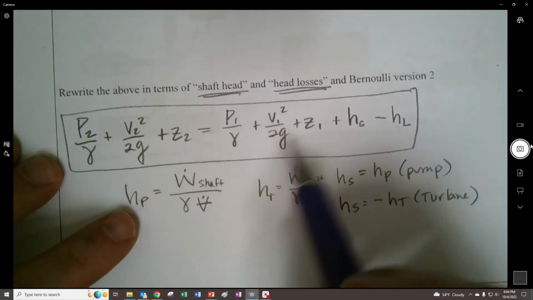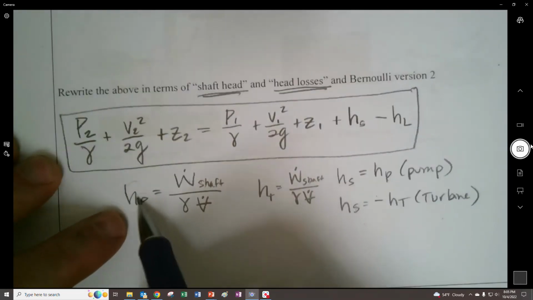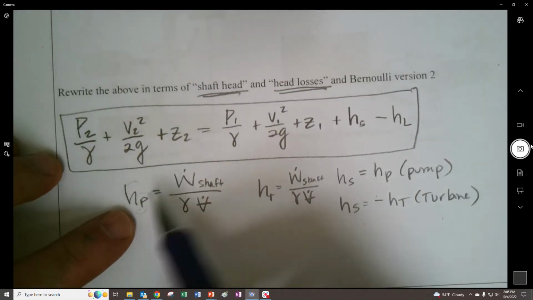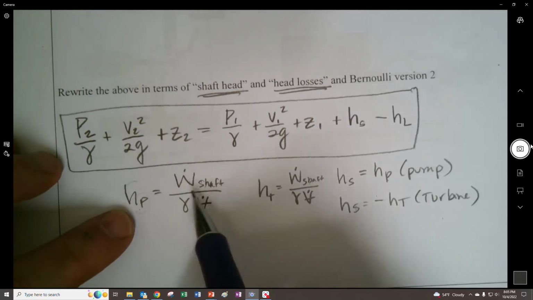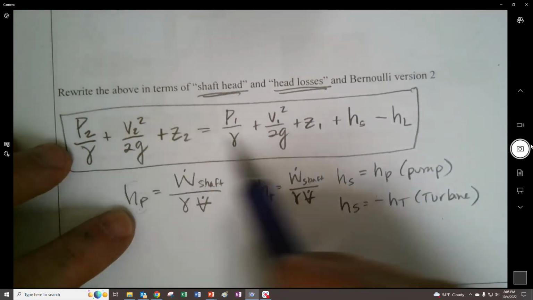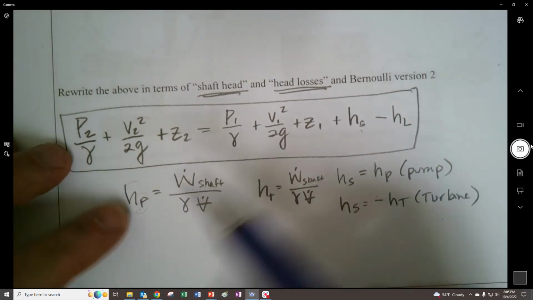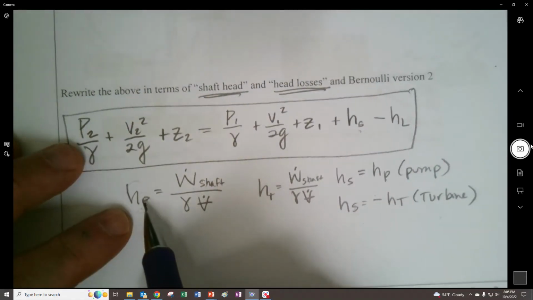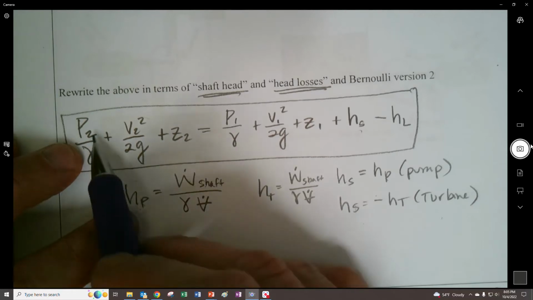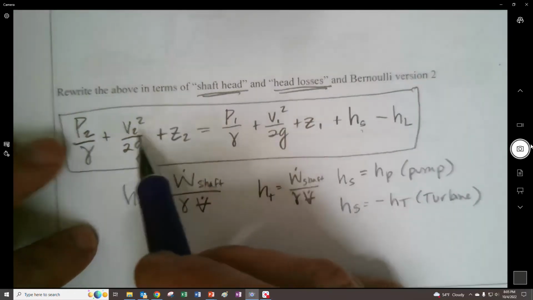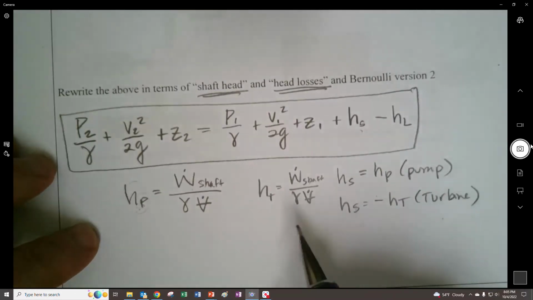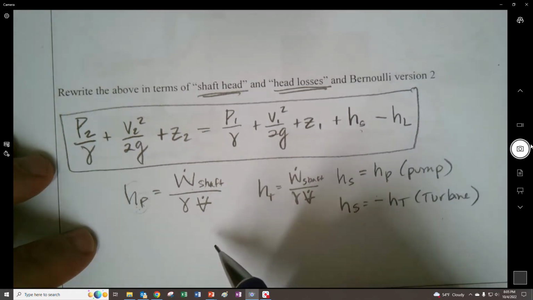Sometimes this is something we're going to put into here. Sometimes this is something we're going to find, right? Sometimes we're going to size how big of a pump we're going to need. We might solve for this, or sometimes we might want to find what the pressure is, so we might know this power that we got to put in, and we want to find what pressure or what velocity or something along those lines, right? So this is a very useful multi-purpose equation.